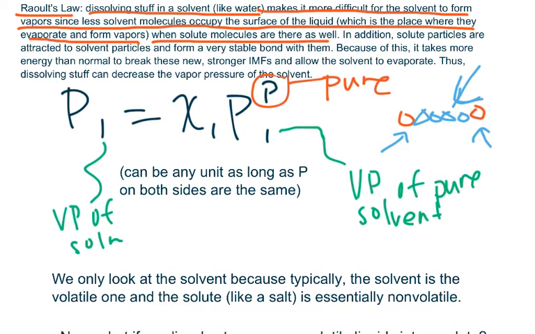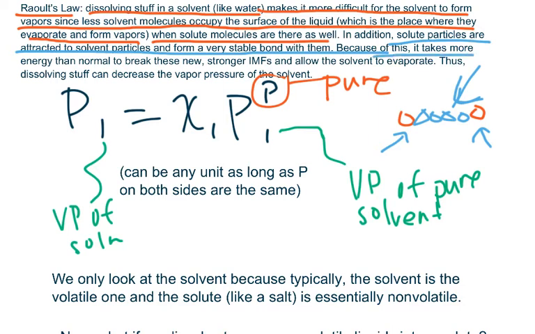In addition, solute particles are attracted to solvent particles and form a very stable bond with them, which is why they dissolve in each other, because they are able to form this bond, such as an ion-dipole bond, which is fairly stable.